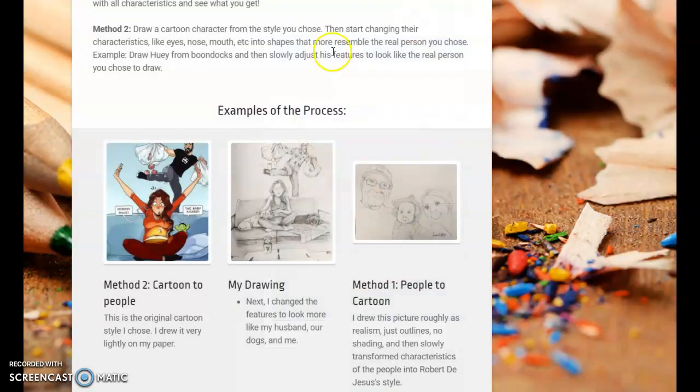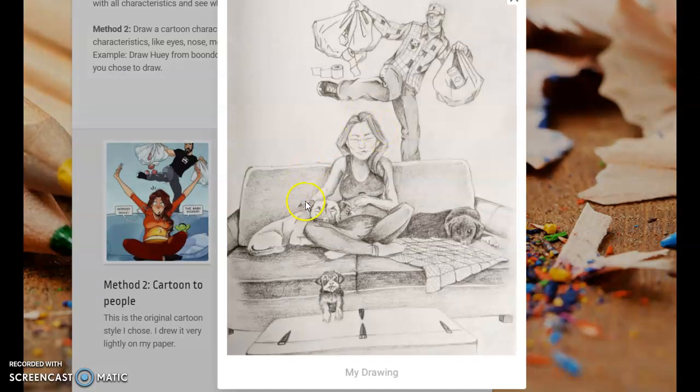Then I slowly started adjusting things until it turned into myself, my husband, and our 3 dogs. So I adjusted it, but you can see that the pose is very similar, right? My husband's balancing these grocery bags, but instead of the body style and clothes, I put my husband's flannel shirt that he wears, jeans, the hat that he wears, toilet paper coming out because it was so hard to get at the time, Clorox wipes. And then I changed to myself, right?